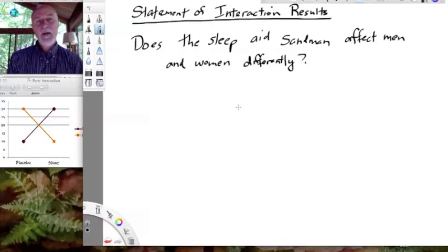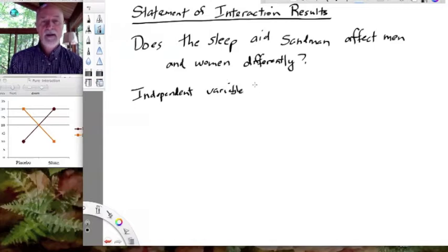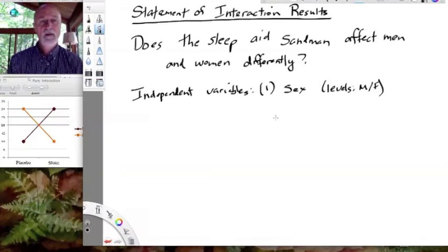Now, let's think about this question. What would the experimental design actually be? So what we need to do is identify our independent and our dependent variables. So what would our independent variables be? Obviously, we're asking about men versus women, so one of them is sex. And the levels within sex are male, female. Okay, so that's one independent variable. What's the other one? Well, we're asking about the sleep aid Sandman, so that must be the other variable, drug.